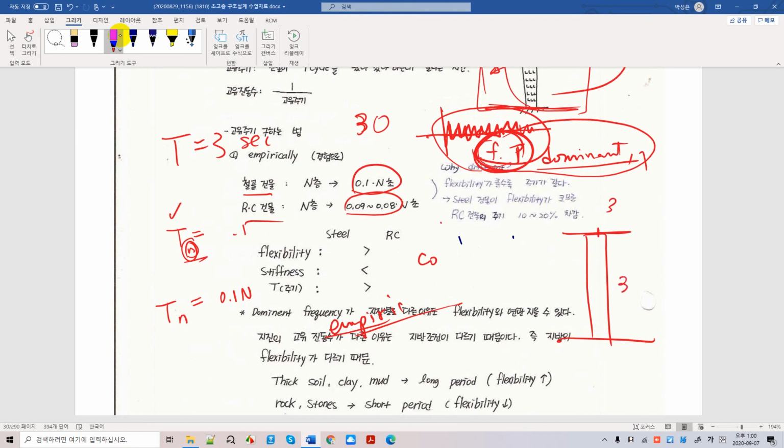Or if you're having a 30-story building, okay? This is very amazing, right? If you want to calculate this using a matrix, it'll take maybe a few days, maybe a few weeks for those who start matrix learning at the same time. But it takes less than 1 second to come up with 3 seconds when you have a 30-story building using this formula.